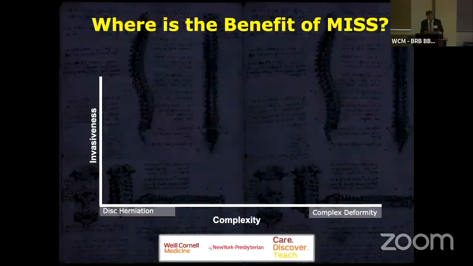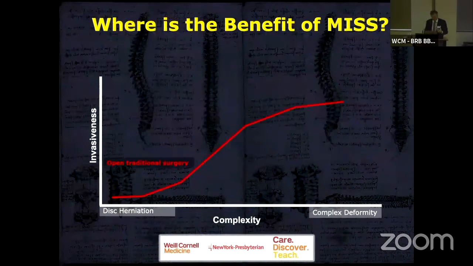And if you look at the benefit zone, I really like this slide because it puts everything into perspective. You look at easy pathology to complex pathology, the complexity of your pathology and surgery, and then the level of invasiveness. Invasiveness can be measured by blood loss, infection rate, length of surgery, and so forth. There are many different parameters.